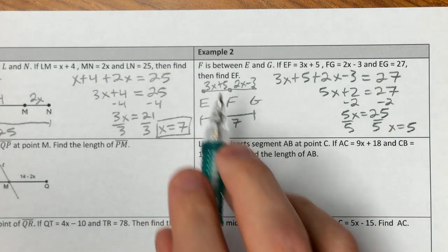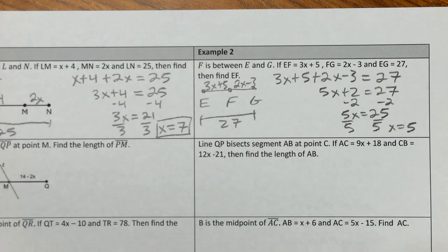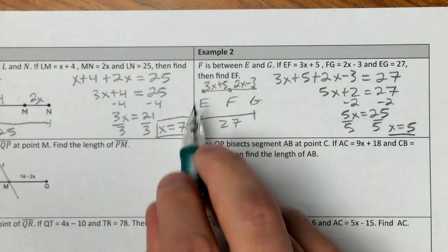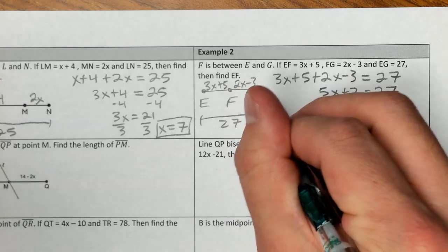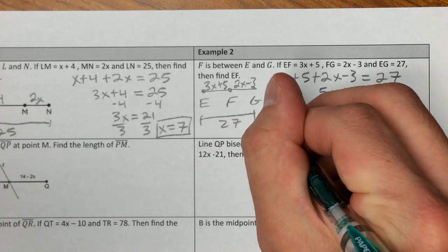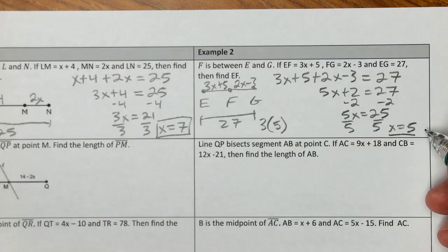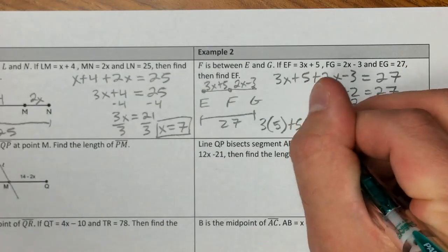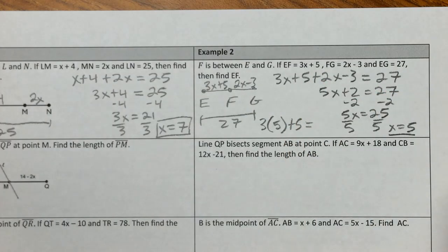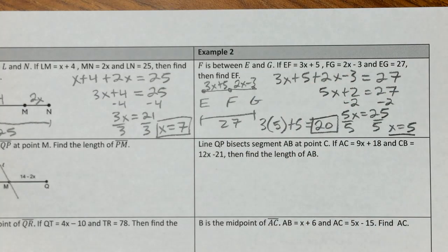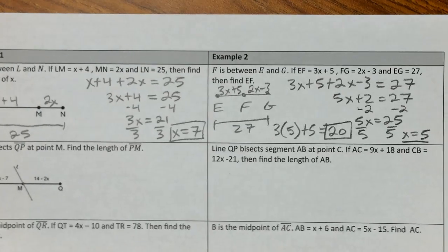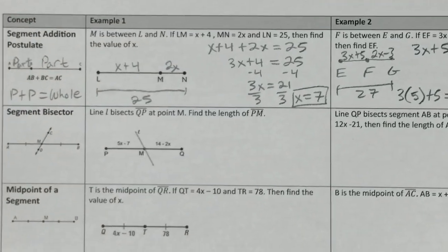This question is asking us to find EF, so I know specifically if I want to solve for just EF, I'm going to plug it into the segment that is represented as EF. Well, it's 3x plus 5. So instead of 3 times x, I'm going to do 3 times the value I just found, which is 5. 3 times 5 plus 5 is going to give me a total distance of EF equaling 20. Okay, so there we found what x is. We just need to plug the value of x back in and solve for the missing piece.